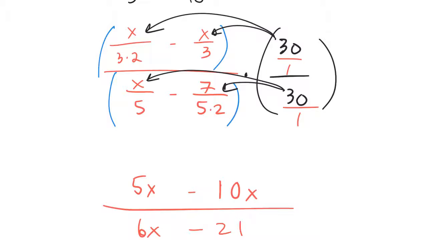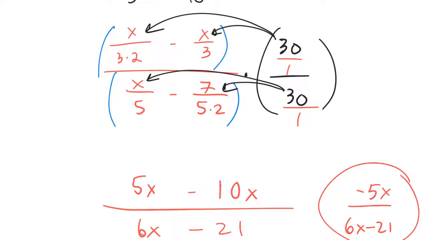You don't need to actually do a common denominator of the whole thing. Once you get the LCD, just multiply it out, and life is easy. Look how much easier this is, isn't it? What's the final answer? Negative 5x over 6x minus 21. It's the same thing we got the last time: negative 5x over 3 times 2x minus 7. It's the exact same thing.